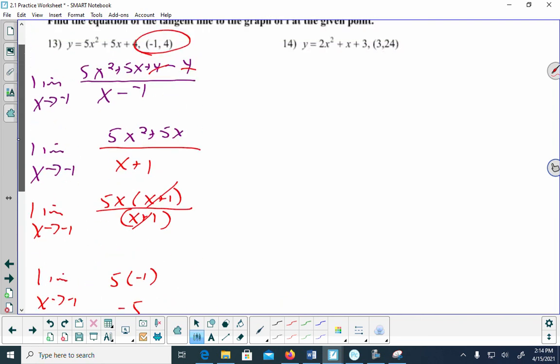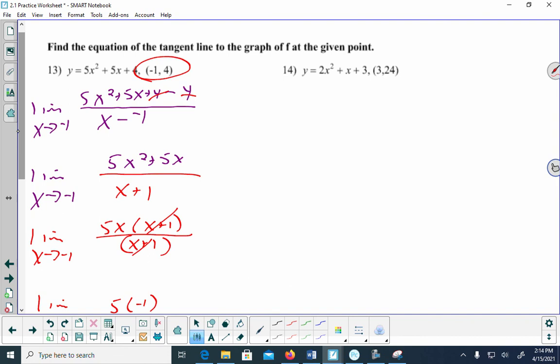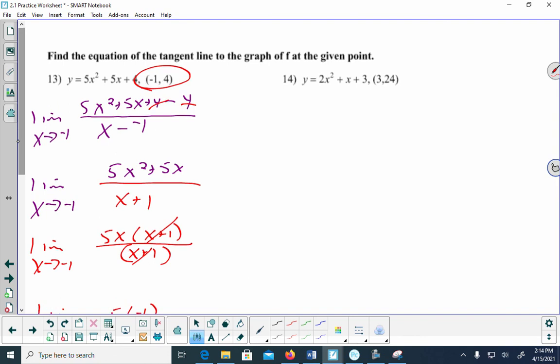So this is so much less work than what I did on the answer sheet. So much less work. So I'm going to keep on using this alternate form. So now I'm going to do the next one.